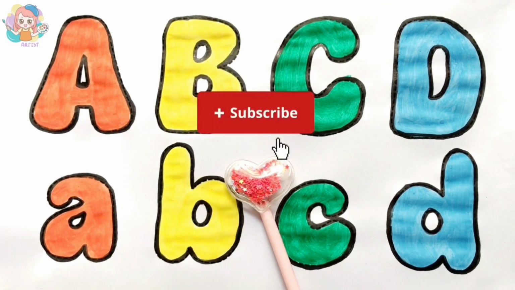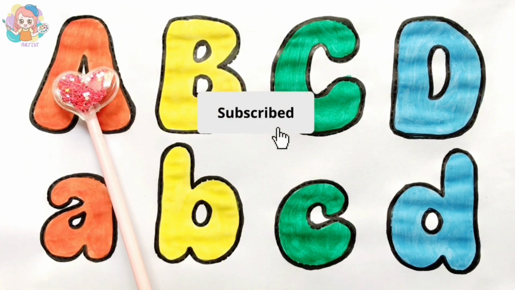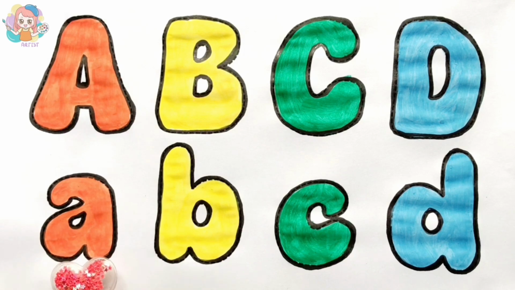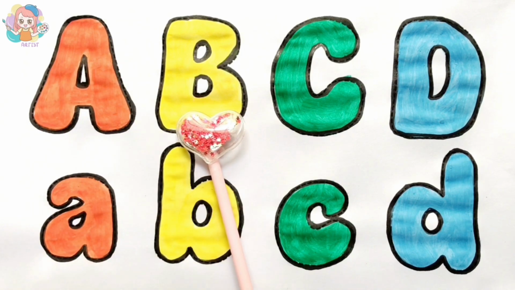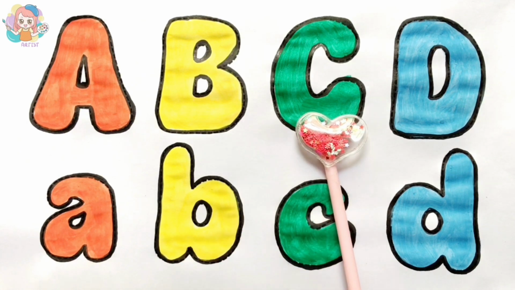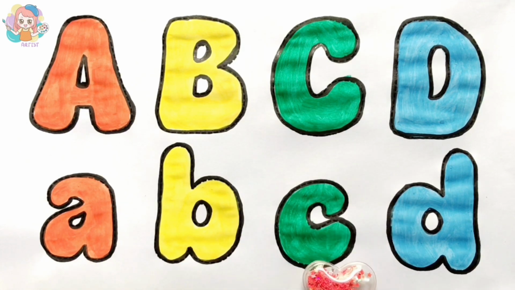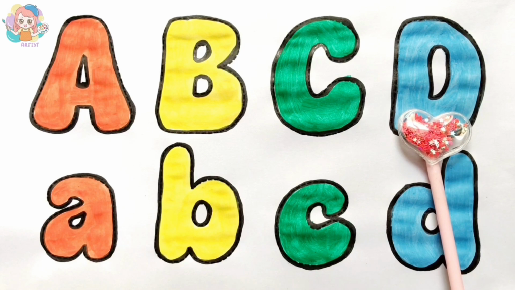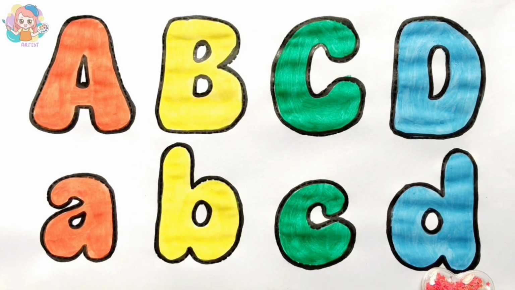Let's speak low. Uppercase letter A, lowercase letter A, uppercase letter B, and lowercase letter B, uppercase letter C, lowercase letter C, uppercase letter D, and lowercase letter D.